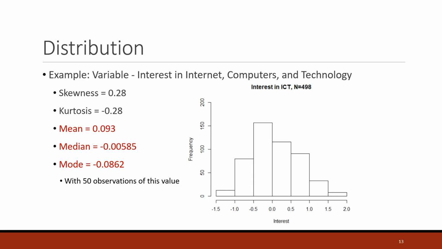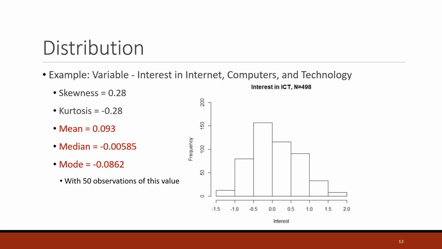So let's go back to our examples and look at these measures of central tendency. So returning to the first variable of interest, interest in internet, computers, and technology, I've added in the mean, median, and mode here. We can see that they're all around 0. They're pretty small numbers. The mean or the average value is 0.093, the median or the middle value is negative 0.00585, and the mode or the most frequently occurring value is negative 0.0862, and there are 50 observations of this mode.